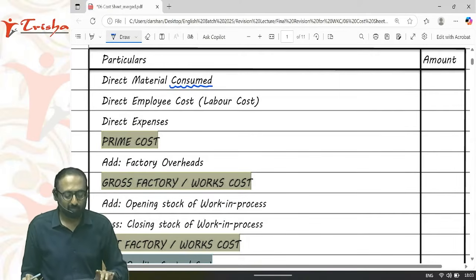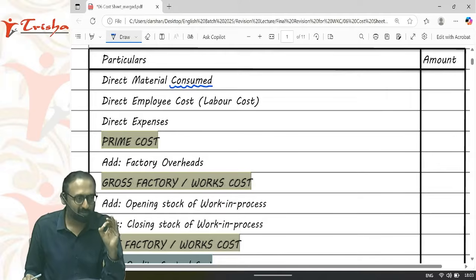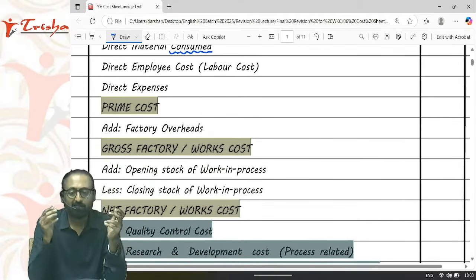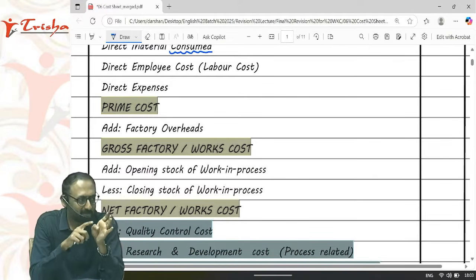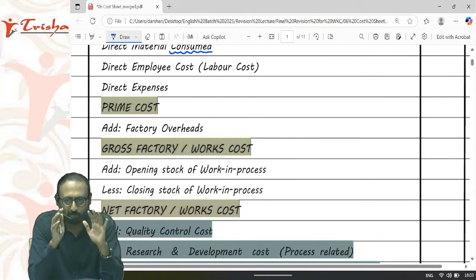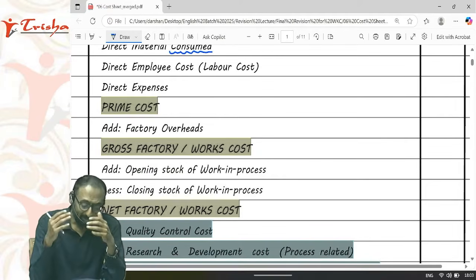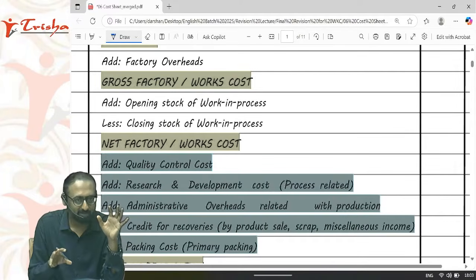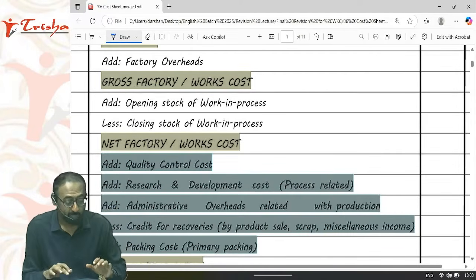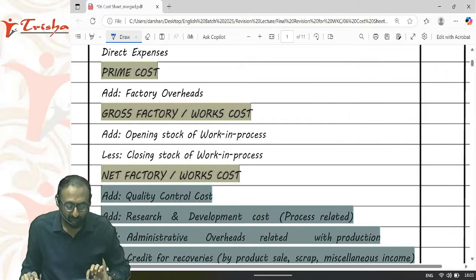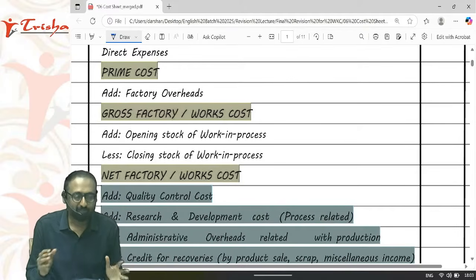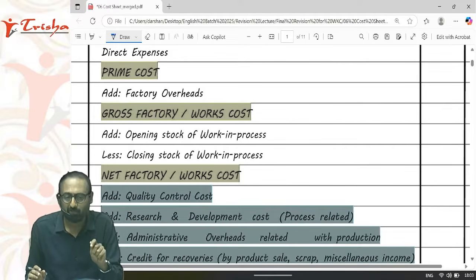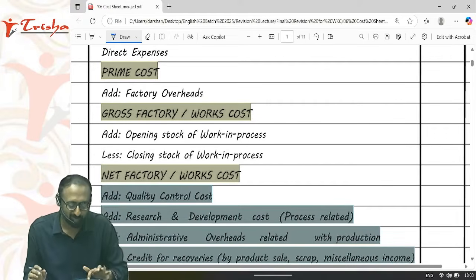What is the next part of your cost sheet? Direct employee cost, direct labor cost will be covered second. Then the third line will be your direct expenses. Direct material, direct labor, direct expenses will become your prime cost. Correct? In that prime cost, you will have to add factory overhead. I am first just discussing this, then I'll discuss tricky points later. In the prime cost, you are going to add factory overheads. You will get gross factory cost, which is also called gross works cost. You can write either gross factory cost or gross works cost.